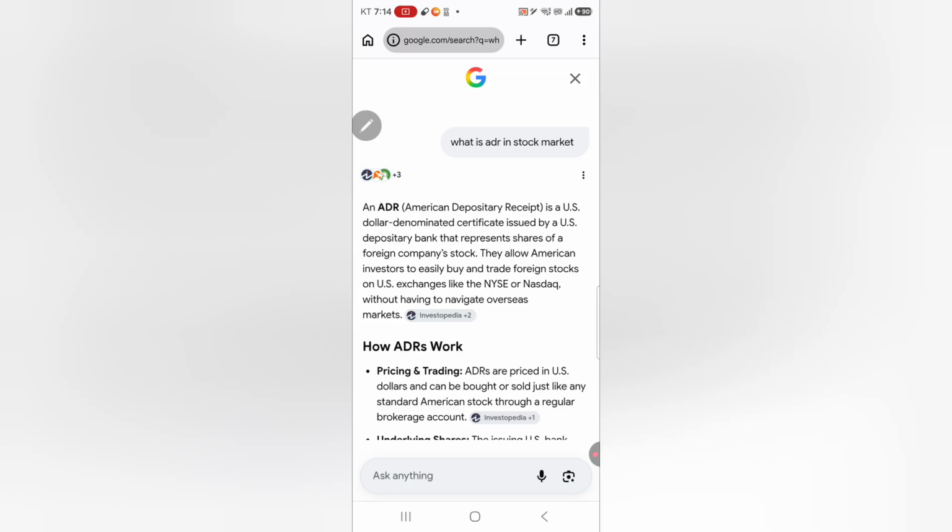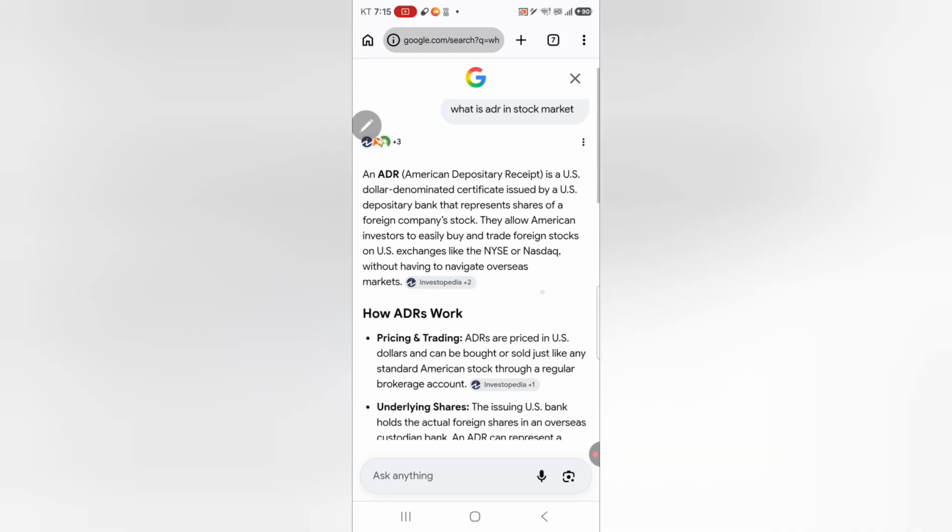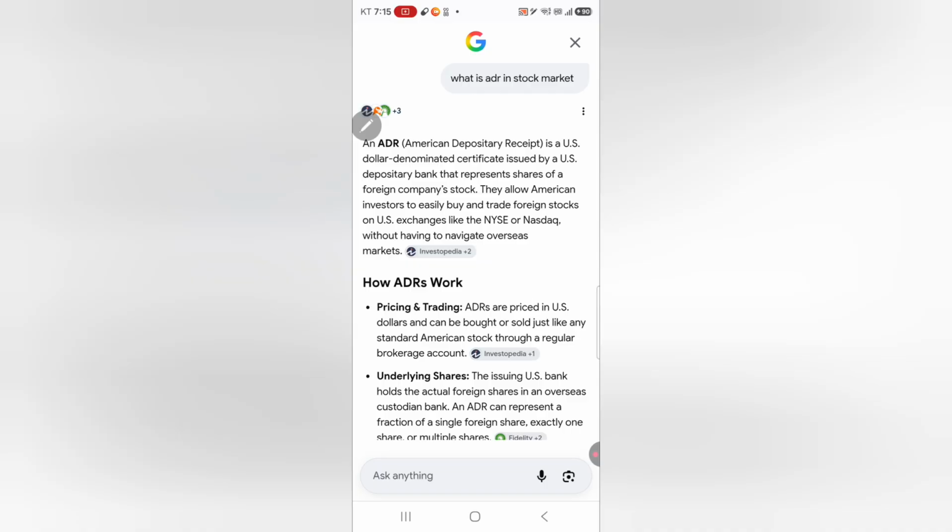An ADR, American Depository Receipt, is a US dollar denominated certificate issued by a US depository bank that represents shares of a foreign company's stock. They allow American investors to easily buy and trade foreign stocks on US exchanges like the NYSE or NASDAQ without having to navigate overseas markets. Okay, that's interesting. It's a US dollar denominated certificate issued by a US depository bank.